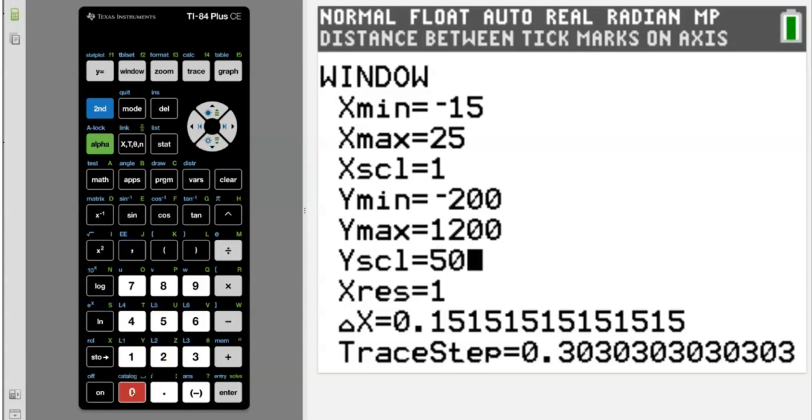Okay. We good? Do we match our window constraints? Because then push graph again. After it looks like this, push graph again. You should be able to see it.